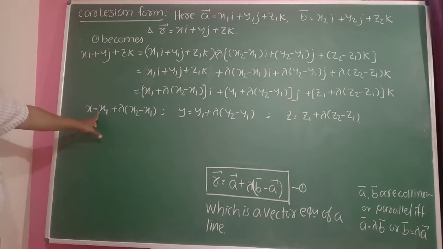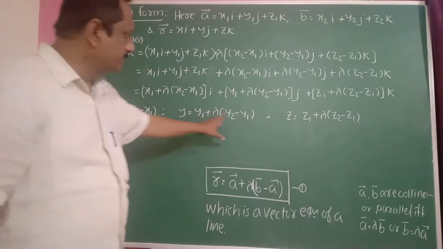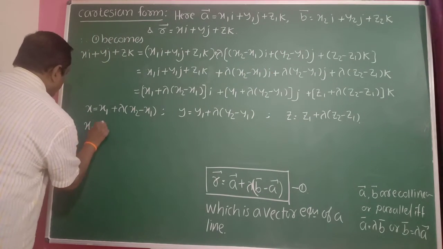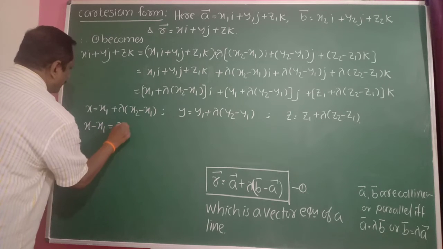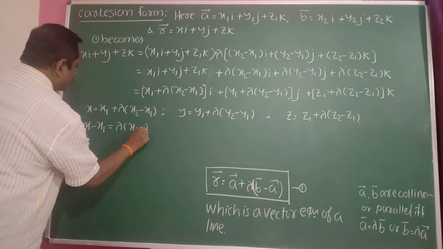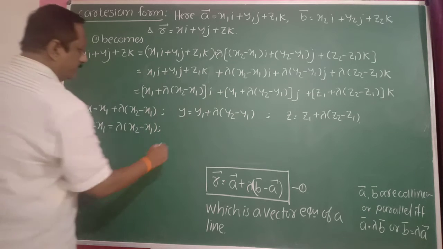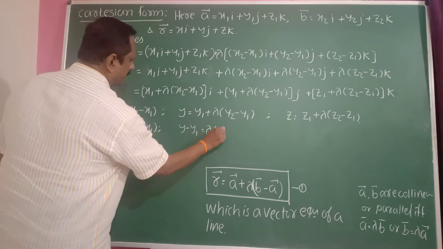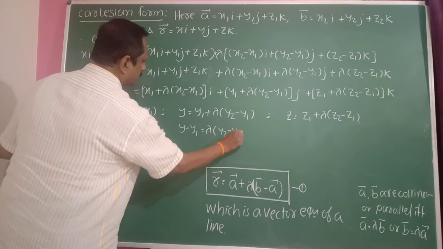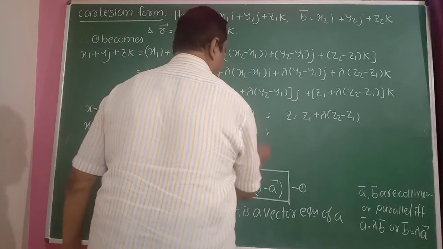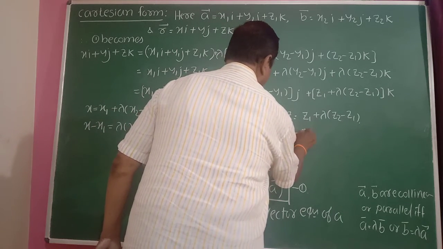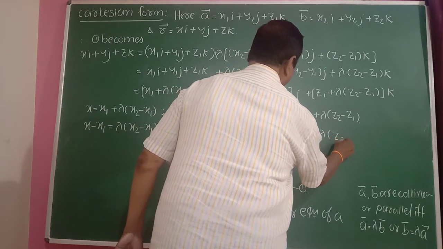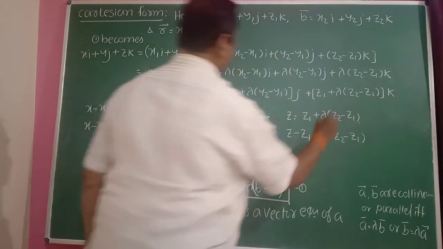Take x1 to the left side, y1 to the left-hand side, z1 to the left-hand side. So x − x1 is equal to λ(x2 − x1). Then y − y1 is equal to λ(y2 − y1). Similarly, z − z1 is equal to λ(z2 − z1).